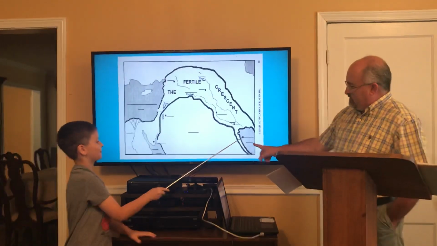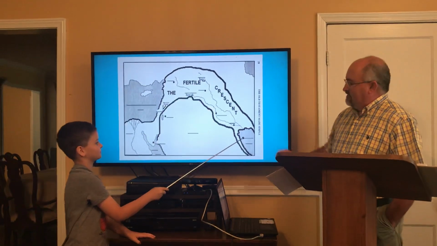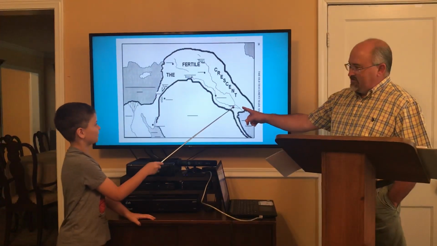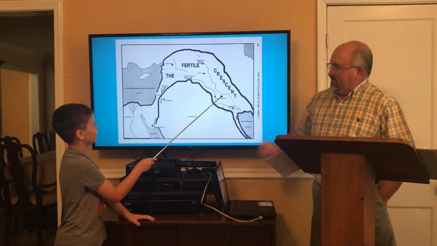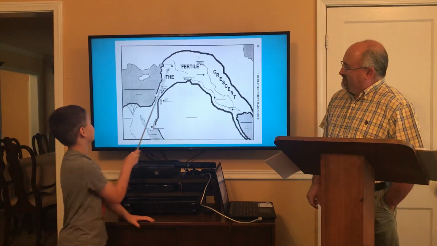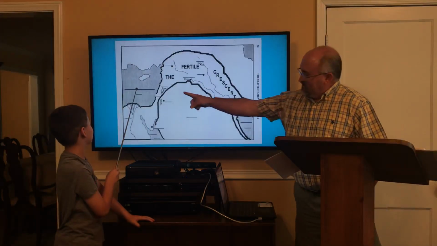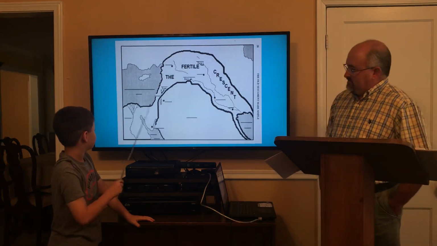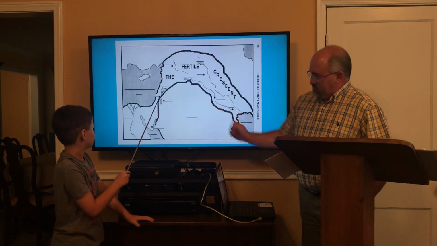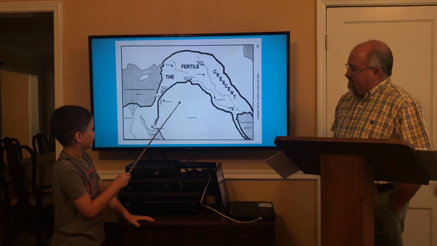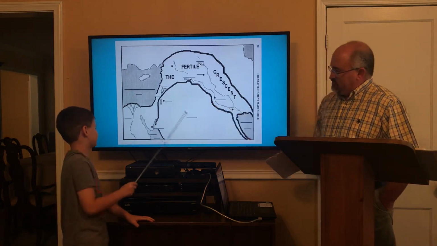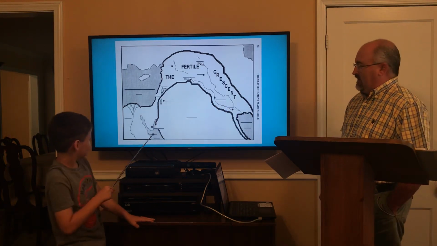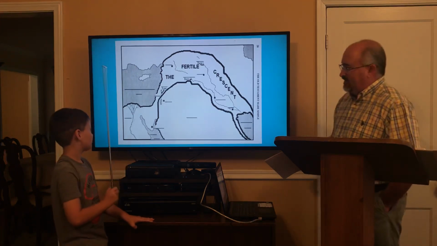Okay. This body of water? Persian Gulf. Okay. The city just to the north? The land around the river? Fertile Crescent. Mediterranean Sea. Egypt. Israel. Moab. And the land in between? Desert. Very good. Now let's do the rivers.